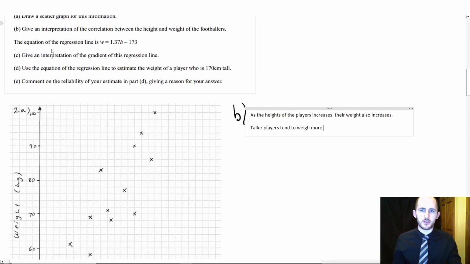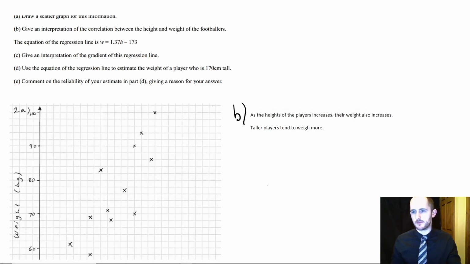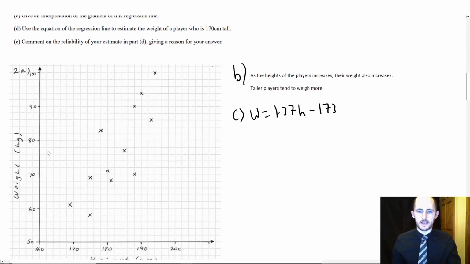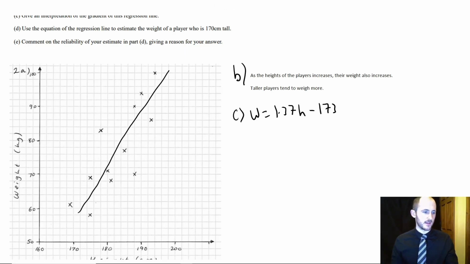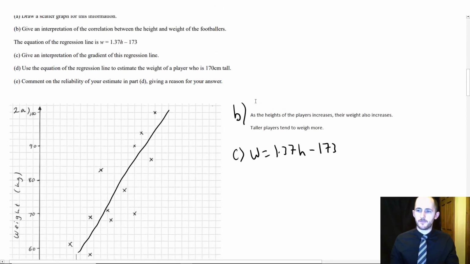However, it says the equation of the regression line is W equals 1.37H minus 173. So the equation for the weight is just equal to 1.37 times the height minus 173. And remember, this regression line is going to give us our line of best fit, something that looks similar to that. For part B, so as the height of the player increases, this bit here.